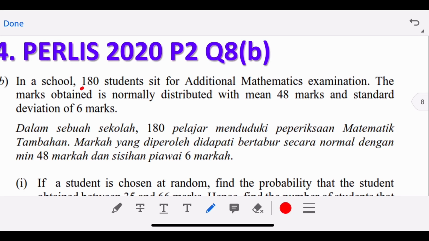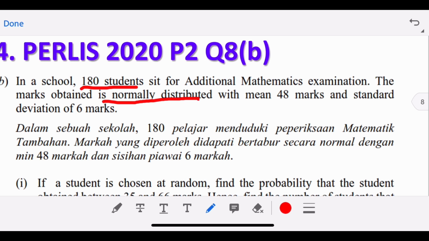So let's read the question carefully. In a school, 180 students sit for additional mathematics examination. Okay, so the 180 students is actually the sample space. Alright, so the marks obtained is normally distributed with mean 48 marks. Another keyword is normally distributed.